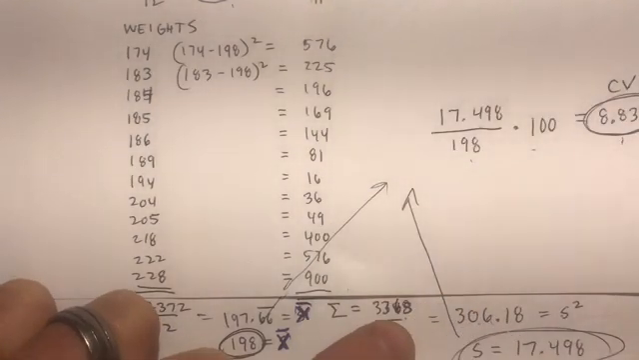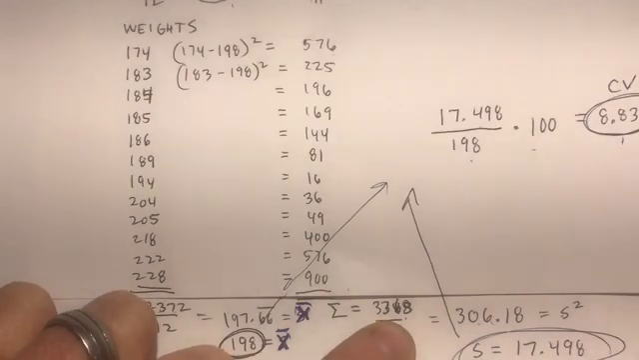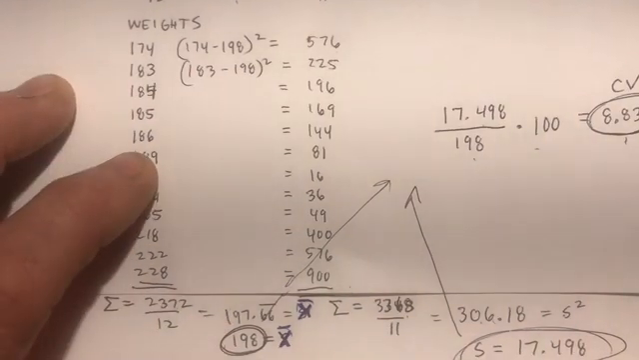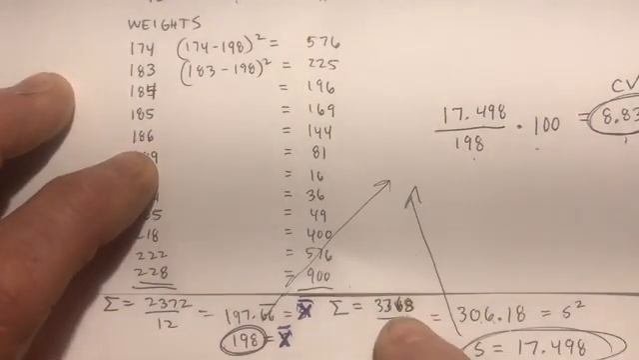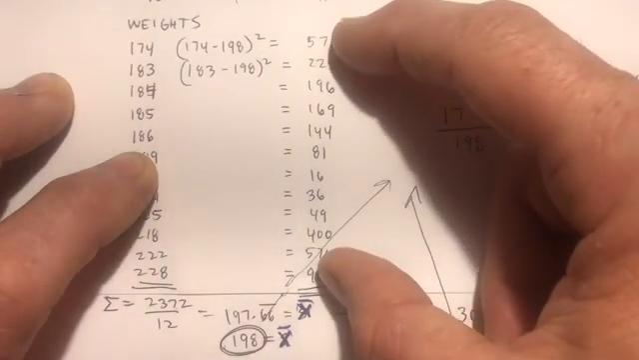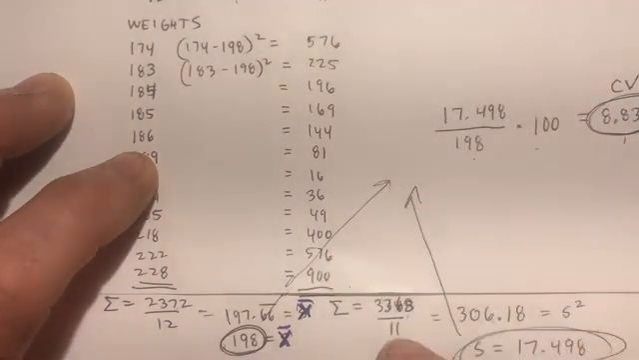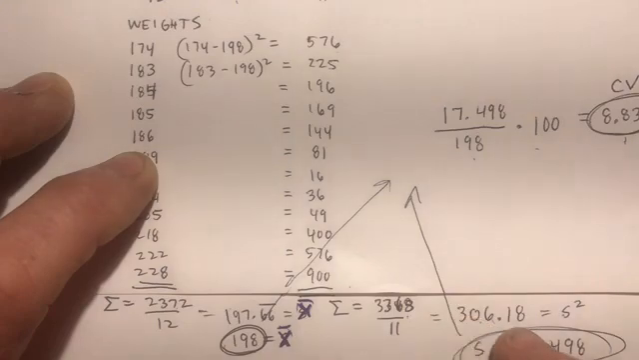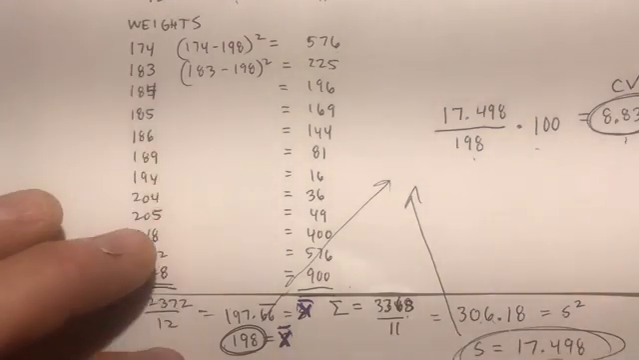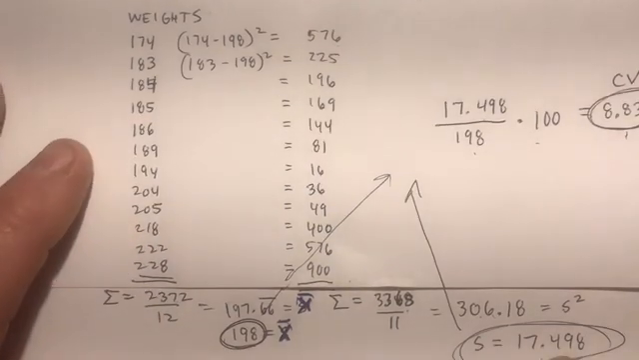So you do need to do this a couple times, adding these up, because there's lots of ways you can make a mistake. So once I get this sum, since there's 12 of these, I subtract one off and I divide by 11. And that gives me my variance right there. And I do the square root of that, and right here's my standard deviation, 17.498.